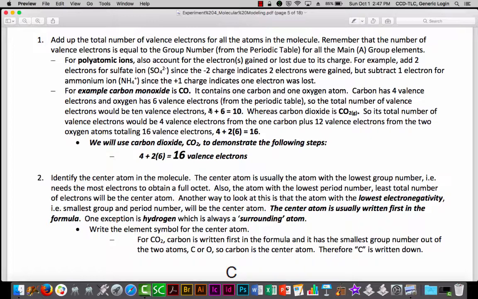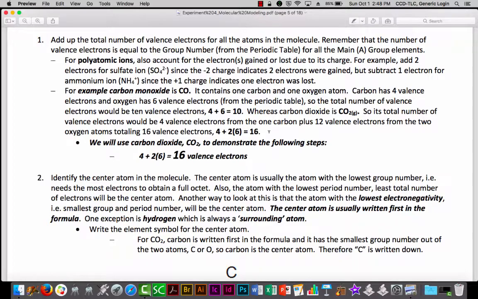For example, carbon monoxide is CO. It contains 1 carbon and 1 oxygen atom. Carbon has 4 valence electrons and oxygen has 6 from the periodic table. So the total number of valence electrons would be 10. Whereas carbon dioxide, CO2, has 16 valence electrons, 4 from the carbon and then 6 from each oxygen.